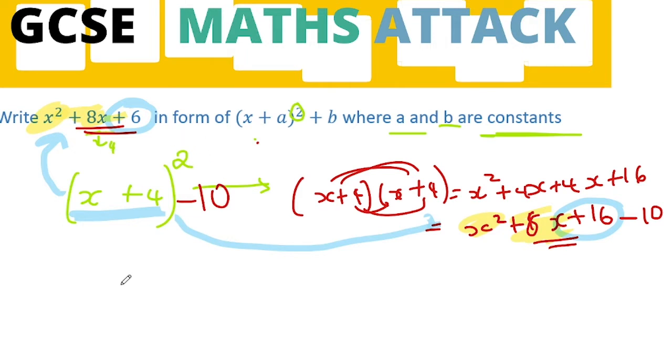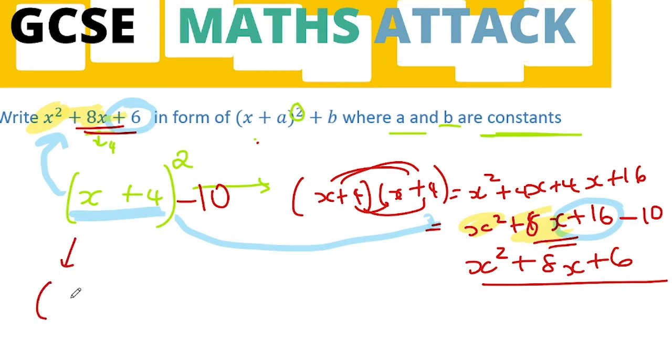So that means if I expand this bracket and I take away 10 from it, I'll get x squared plus 8x plus 6. Okay, so if you're asked to complete the square, it would be (x plus 4) squared minus 10.